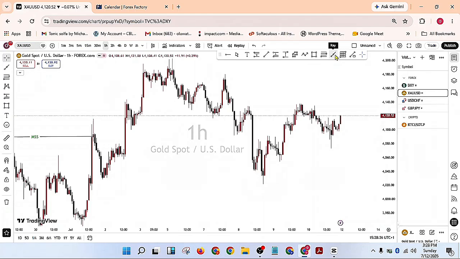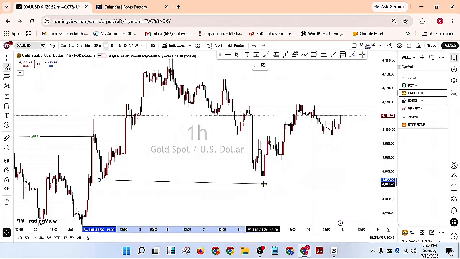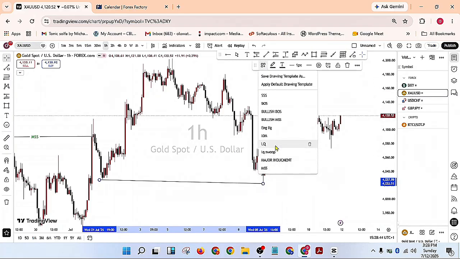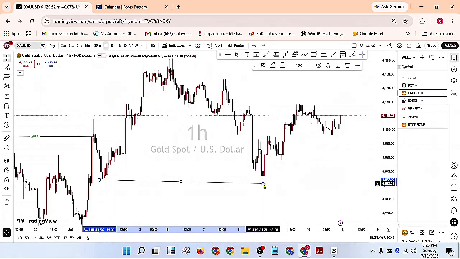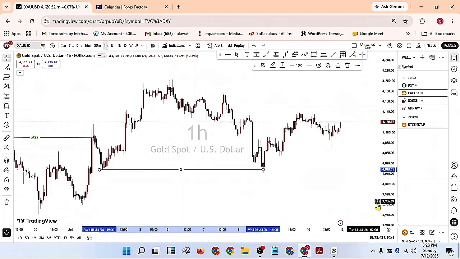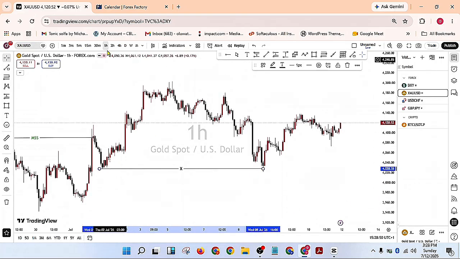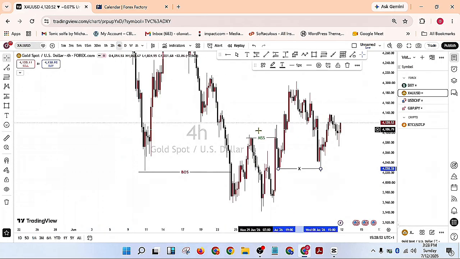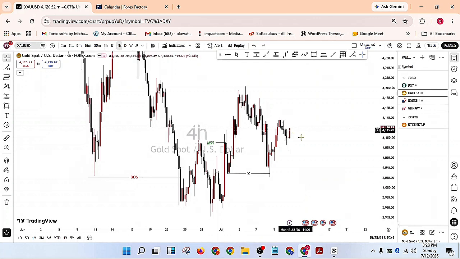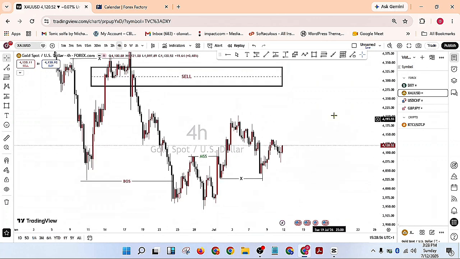Price is taking liquidity here. I'm on 1 hour now. I use 4 hours and 1 hour to read my structure. You can see price swept this low here. That's a pullback, which we call inducement, and it's now going up. What will make me buy now?